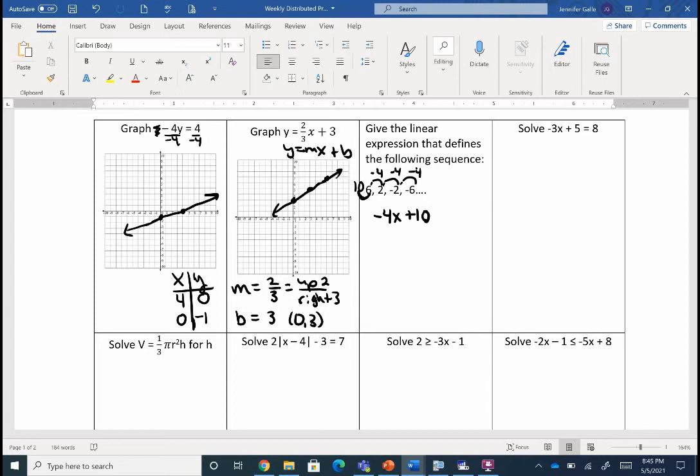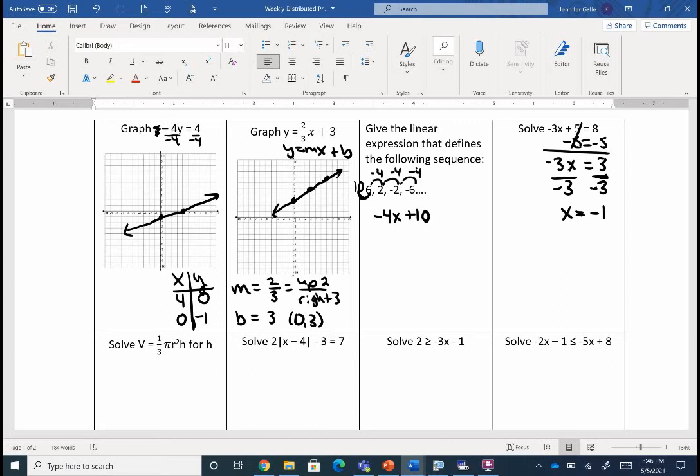Our final question in the first row, we need to solve the equation for x. We start by undoing the addition by using subtraction. So we are left with negative 3x equals 3. Divide to undo the multiplication. And we get x equals negative 1.